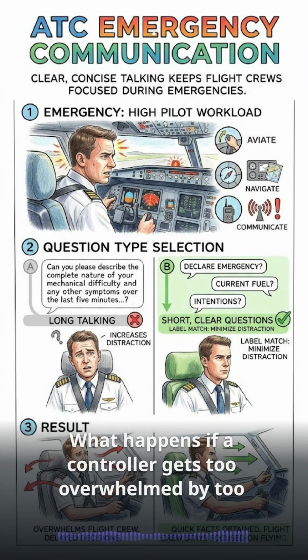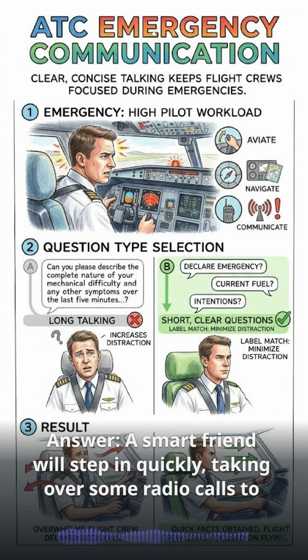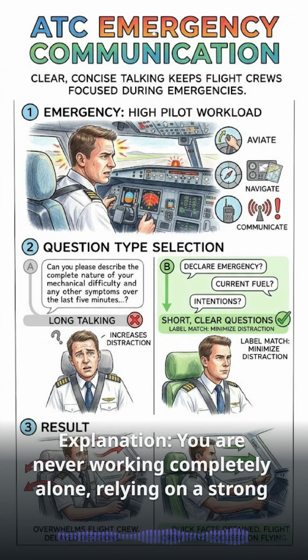102. What happens if a controller gets too overwhelmed by too many planes on their radar screen? A smart friend will step in quickly, taking over some radio calls to help them rest. You are never working completely alone, relying on a strong team to catch any bad mistakes.